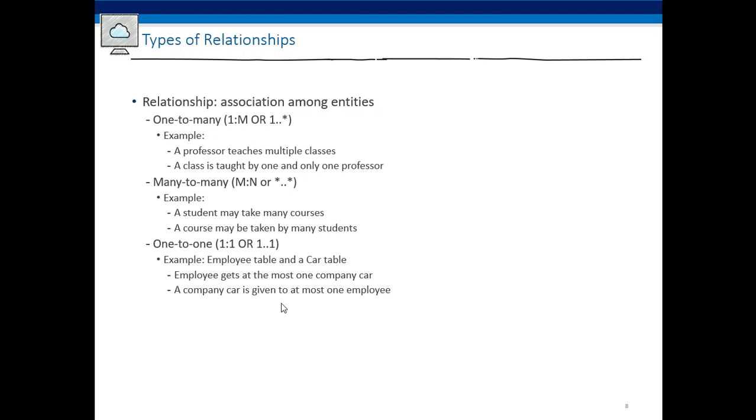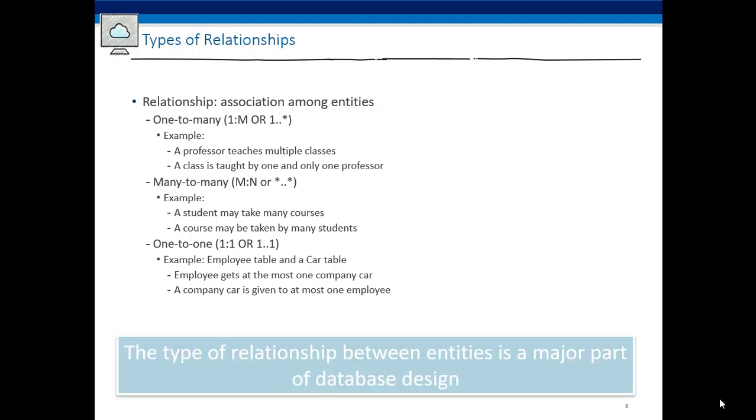A one-to-one is a little bit more rare, but let's say we have an employee table and we have a car table for a company, because a company has company cars, let's say. An employee gets at most one company car, and that's the business rule. Let's look at just one company car in the company car table. How many employees are associated with that one? That company car may not go to four employees. Now, these are again business rules, but in this case, that would be a one-to-one relationship. The type of relationship between entities is a major part of database design. You have to do that.